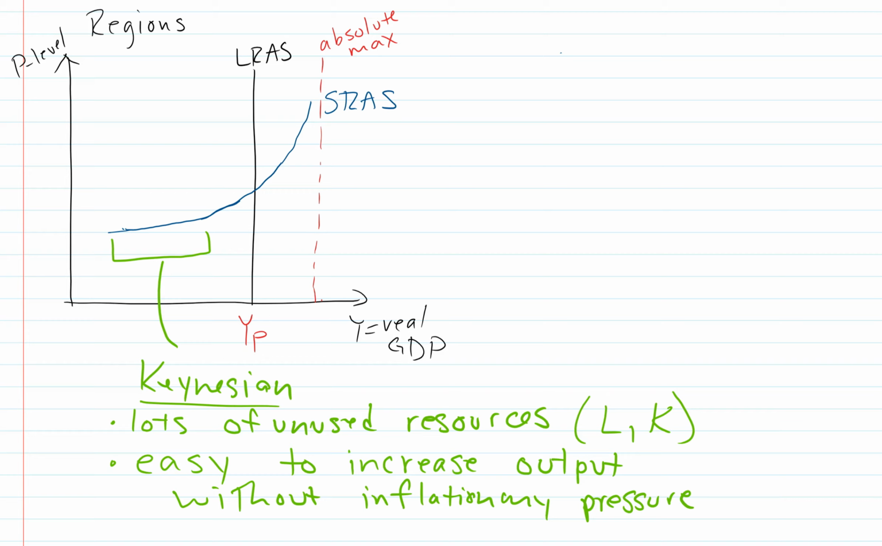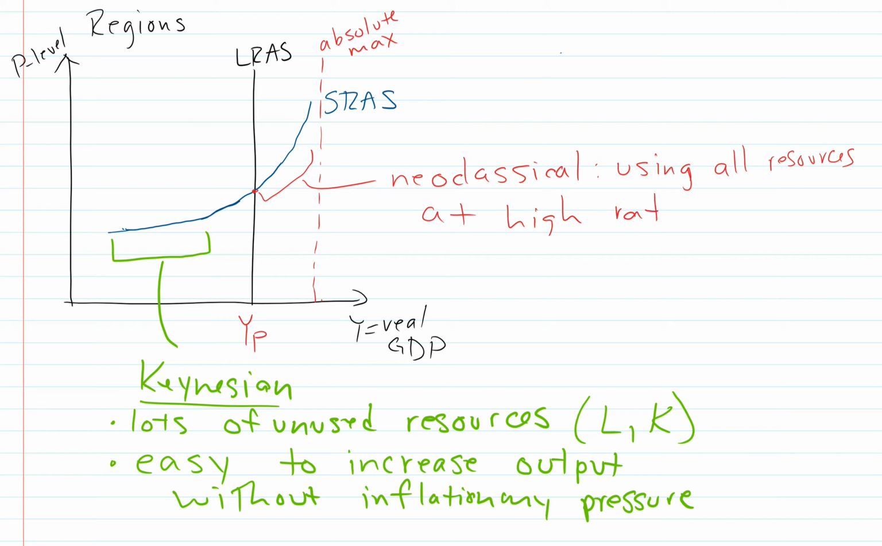This other region over here, when we go above our potential GDP, we can call this the neoclassical. So at this point, we're using all resources. In fact, we're even overusing them. So we're using all resources at a high rate, right? We have low unemployment. We also probably have a very low vacancy rate for renting commercial property.